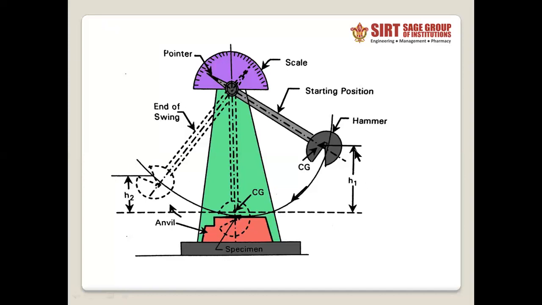Suppose it starts from a height h1, and after breaking the sample it reaches a height h2. So the remaining energy gives the idea of the energy absorbed by the material. So this is the whole impact testing procedure.